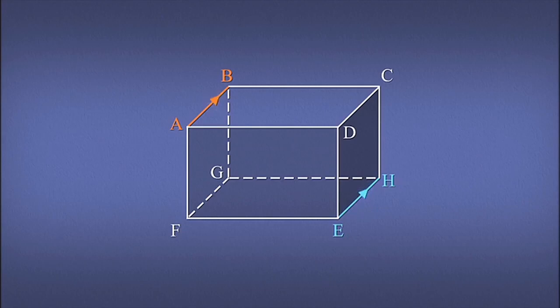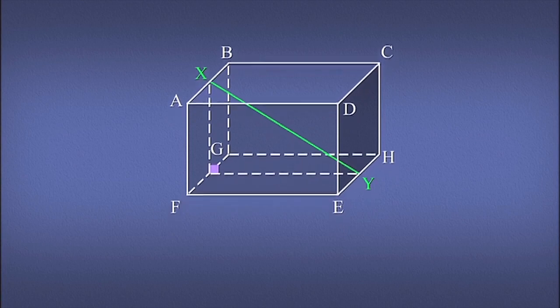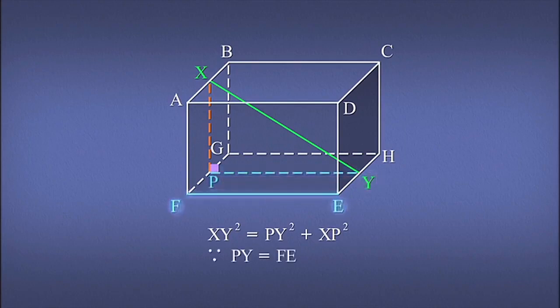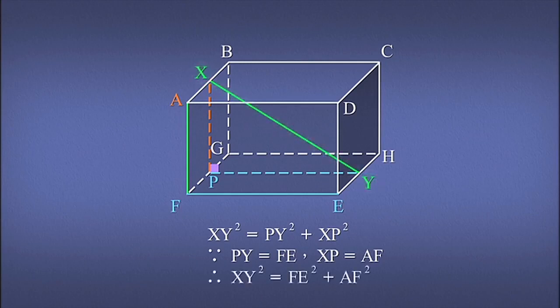We may observe this 3D figure in perspective. A straight line XY is constructed. XY is perpendicular to AB and EH. XY is the distance between AB and EH. The length of XY can be found. Pythagoras' theorem may help. XY squared is equal to PY squared plus XP squared. The length of PY is FE, and the length of XP is AF. Through substitution and evaluation, the length of XY is found.